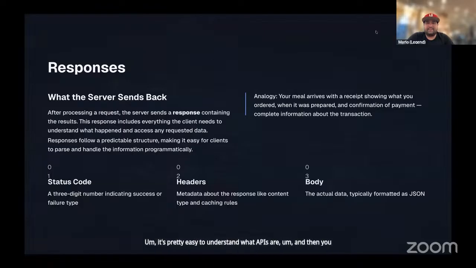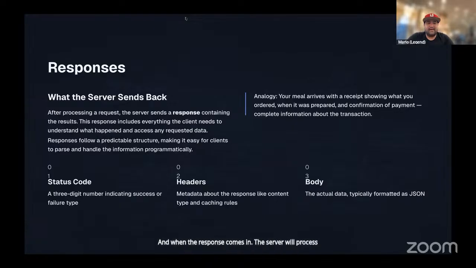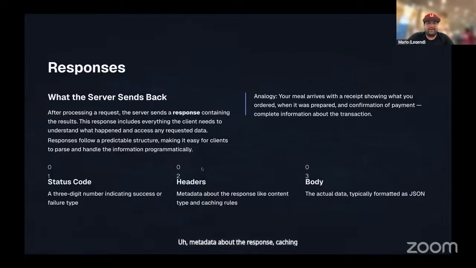And then you get into responses, right? So the response comes in, and when the response comes in, the server will process the request and provide a status code, headers, and a body. The status code is a 3-digit number indicating success or failure. So you have things like 200 status codes, 400 status codes, and 500 status codes. And that is what the server sends back after you make that request. Then you also have the headers that come back, and the headers can contain things like security keys, metadata about the response, caching rules. The body contains the actual data.